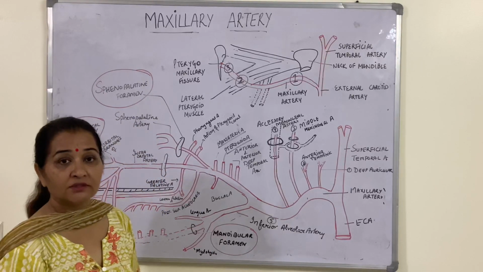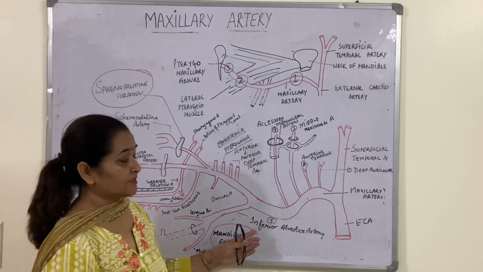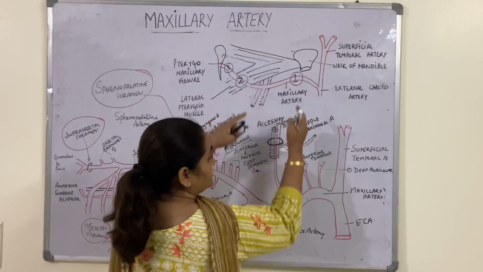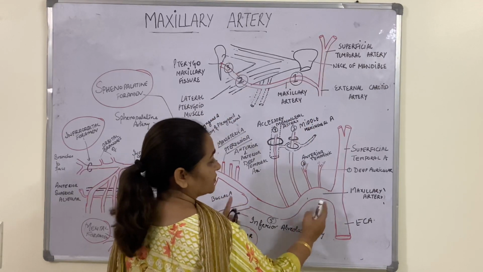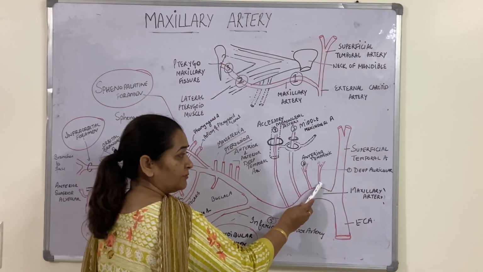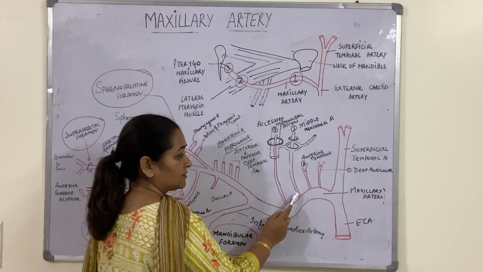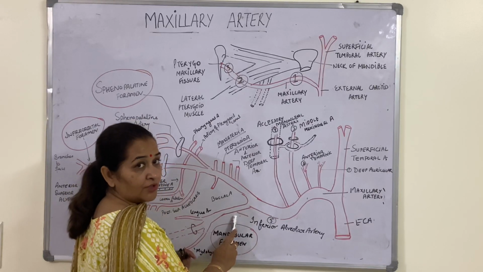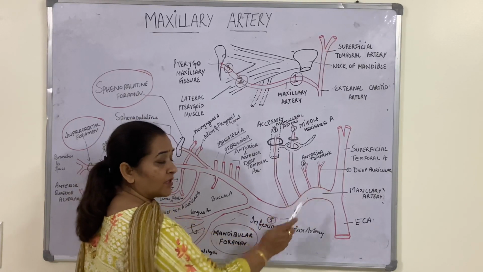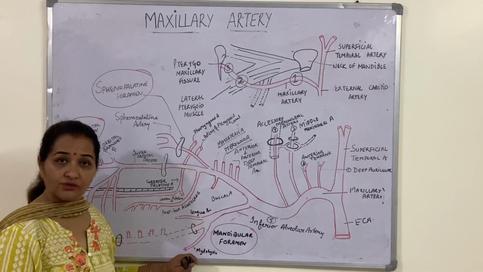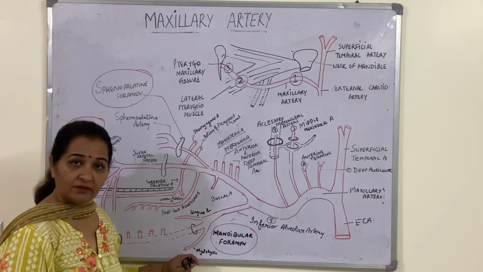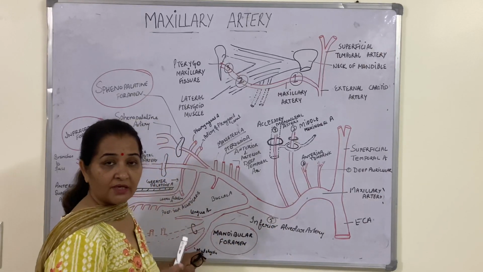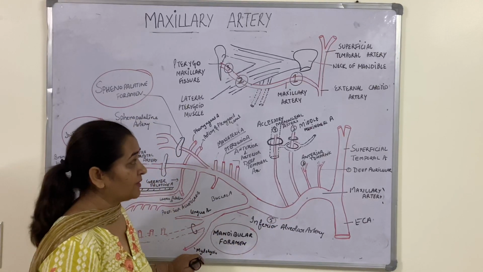Now coming to the next important thing, the branches coming from the maxillary artery. From the first part, five branches arise: deep auricular, anterior tympanic, middle meningeal, accessory meningeal and inferior alveolar artery. Now the deep auricular artery supplies the external acoustic meatus, tympanic membrane and the TM joint. Then the anterior tympanic supplies the medial surface of the tympanic membrane.